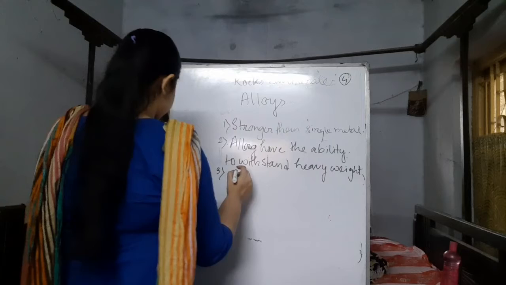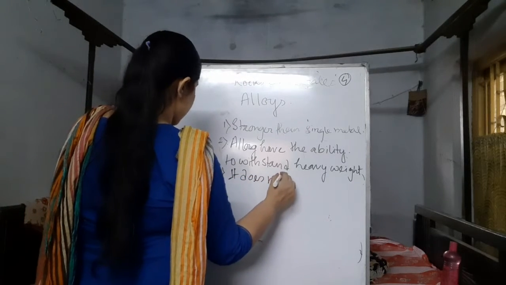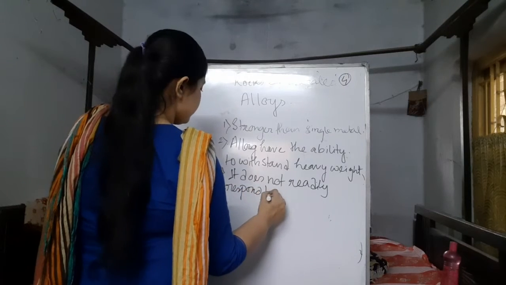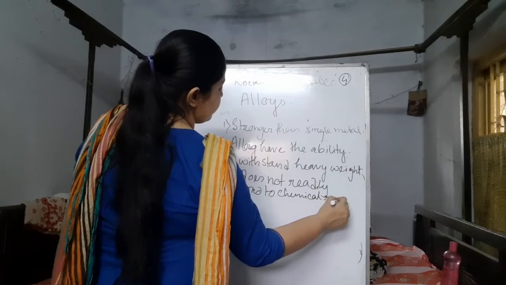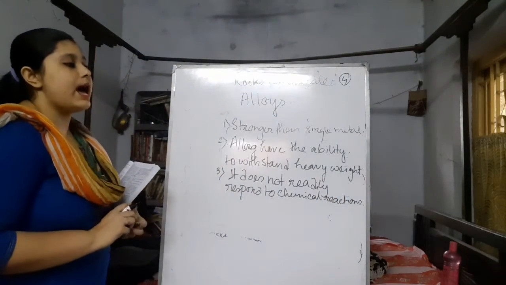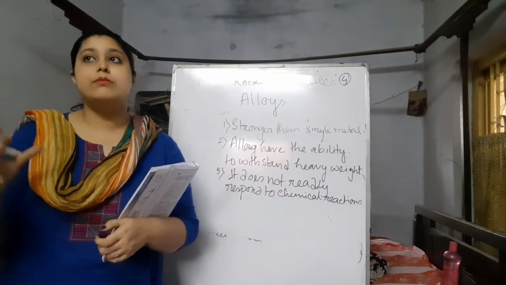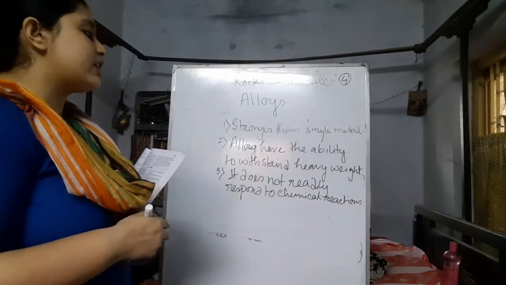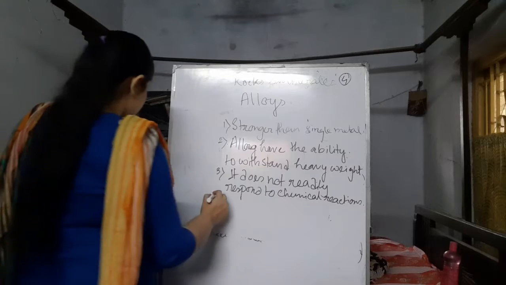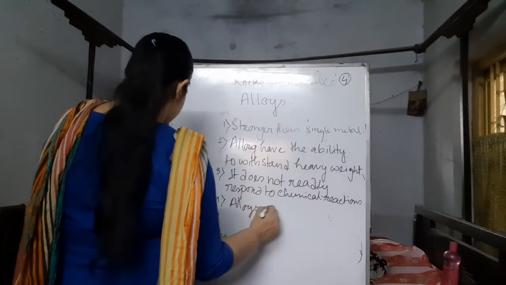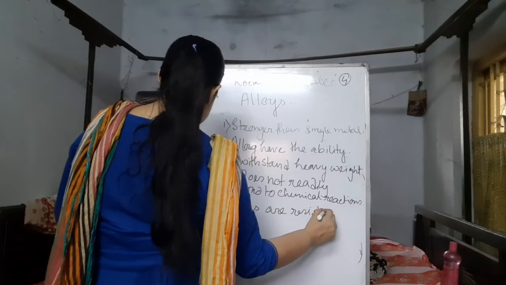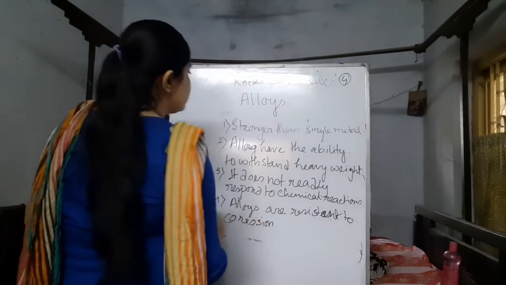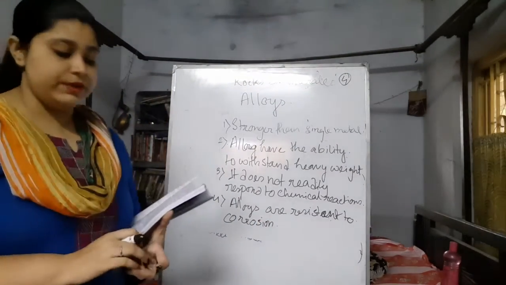The third is that it does not readily respond to chemical reactions. For example, if we use iron in some machines or anywhere else, the part is in a mixture form, and here chemical reactions do not readily happen. Fourth, alloys are resistant to corrosion. So these are the four advantages of alloys.